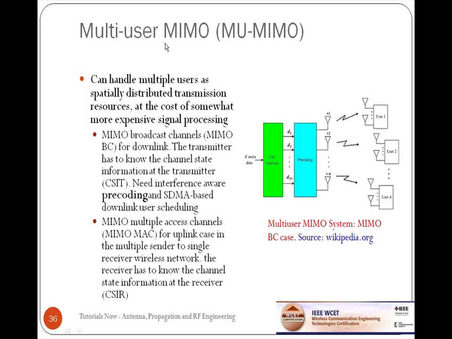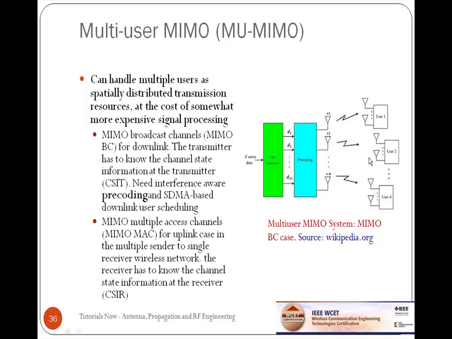In multi-user MIMO or MU-MIMO, one can handle multiple users as spatially distributed transmission resource at the cost of somewhat more expensive signal processing. So for the MIMO broadcast channels for downlink, the transmitter has to know the channel state information at the transmitter, or CSIT. It will also need interference-aware precoding and SDMA-based downlink user scheduling.